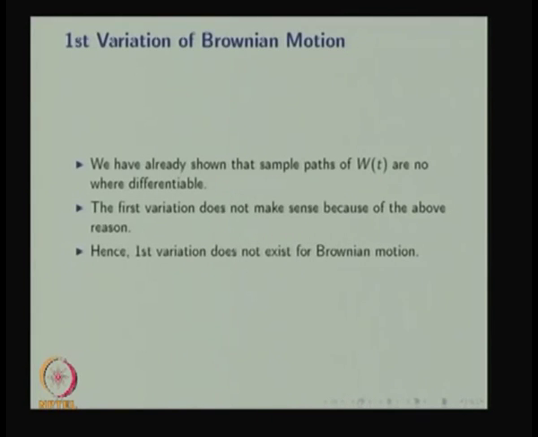Now we are going to discuss the first variation of Brownian motion. We have already shown that the sample paths of Wt are nowhere differentiable. Therefore, the first order variation does not make sense, because the paths are nowhere differentiable, and you cannot get the first order variation. Hence, the first order variation of the Brownian motion does not exist.